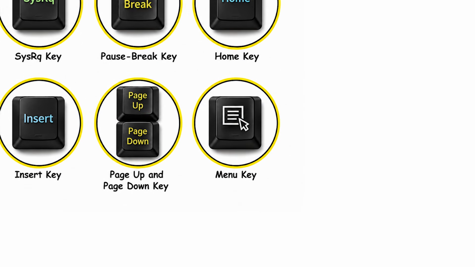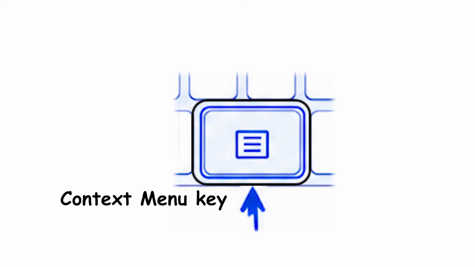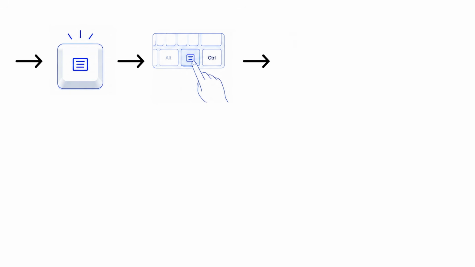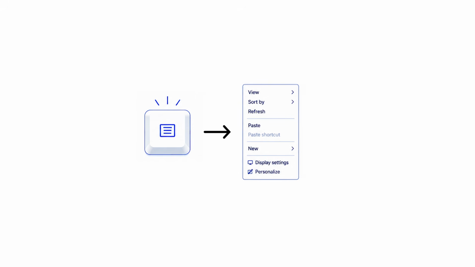Menu key. Between the right Alt key and the right Control key. See that key with the little menu icon? That's the menu key, also called the context menu key. Press it and it opens a context menu wherever your cursor is, exactly the same as right-clicking. That's it. Nothing more, nothing less. Same menu, same options, same functionality, just without the mouse.